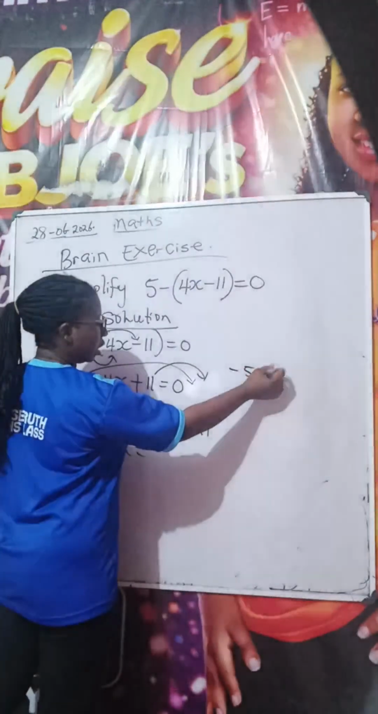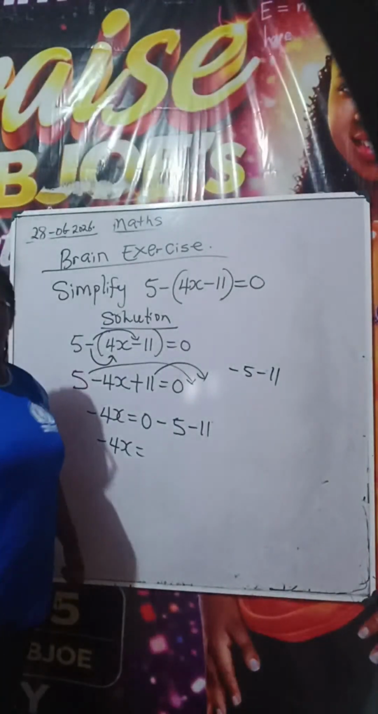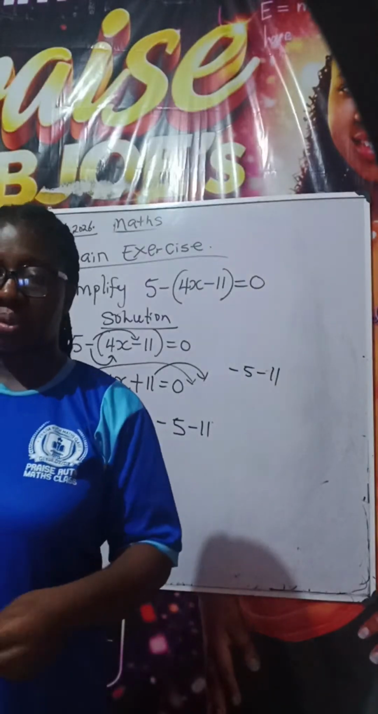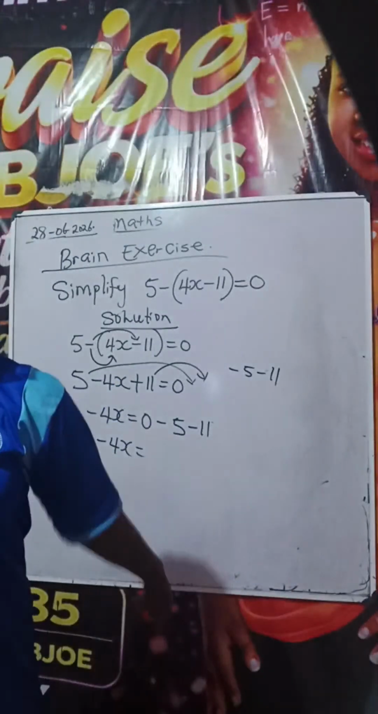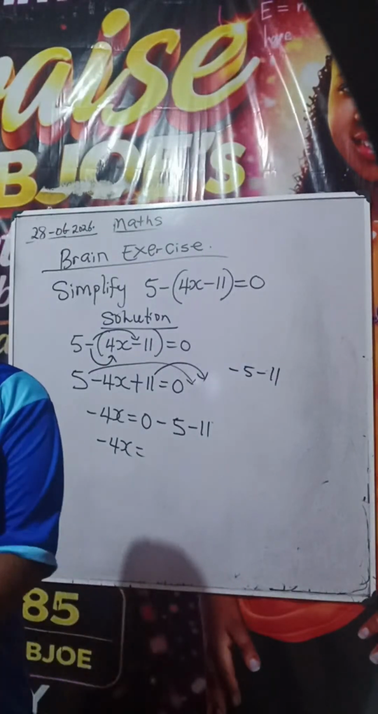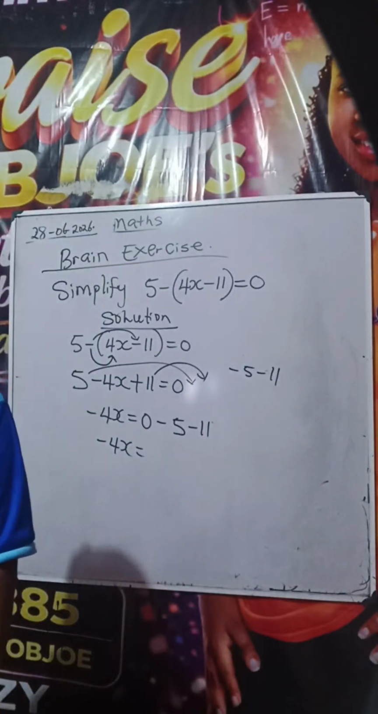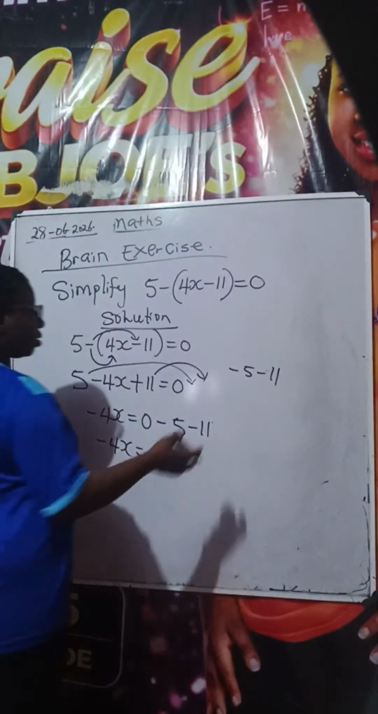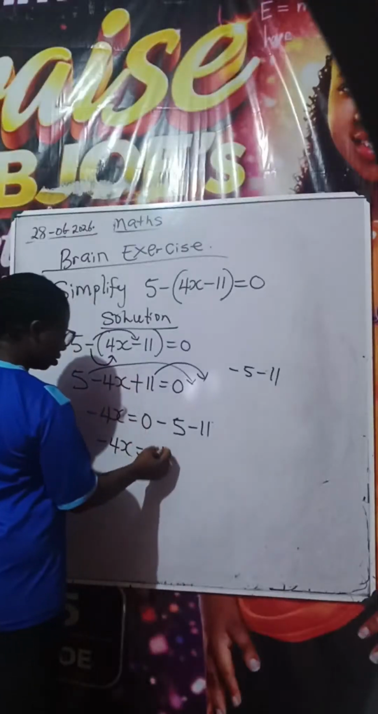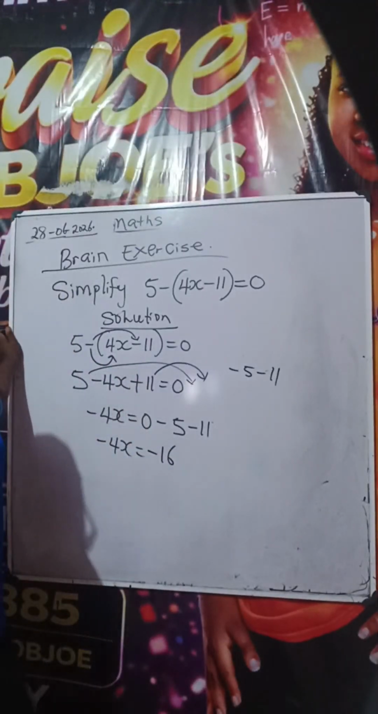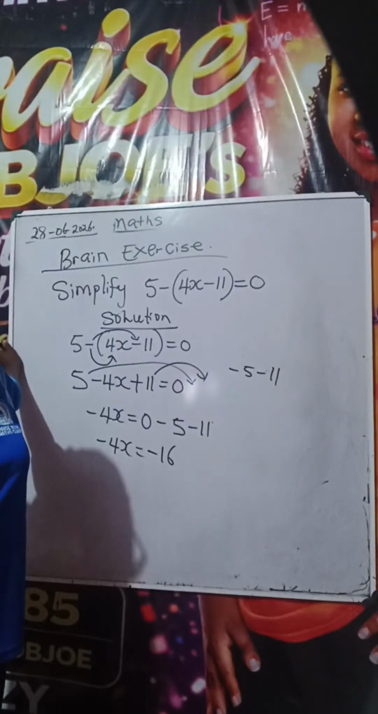Minus 5 minus 11. What will I get? Minus minus. What is it going to give me? So minus minus will give me plus. Add together is plus. So everything here, add together and keep the sign. We have minus 16. Minus 16. Now, what do we do?